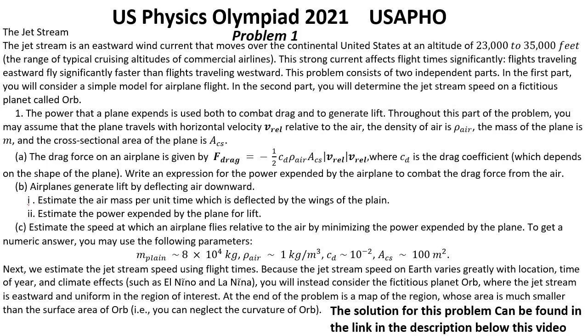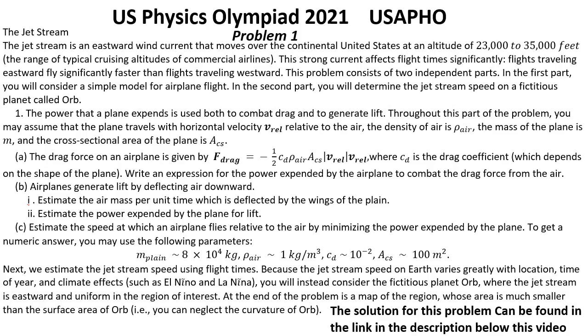Question B. Airplanes generate lift by deflecting air downward. 1. Estimate the air mass per unit time which is deflected by the wings of the plane. 2. Estimate the power expended by the plane for lift.